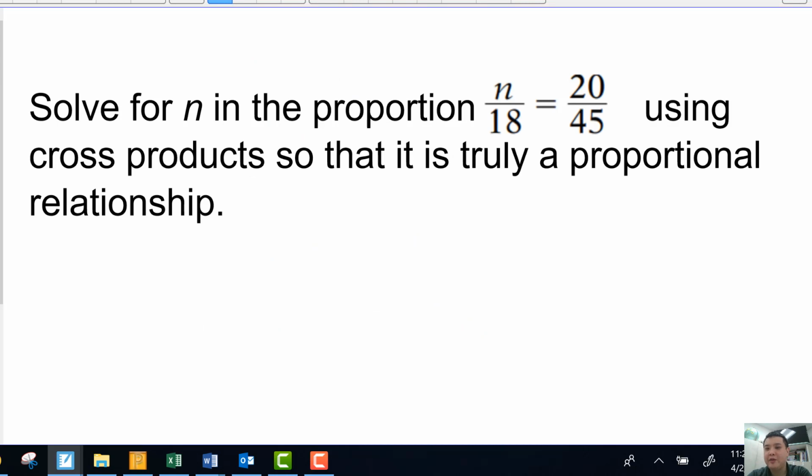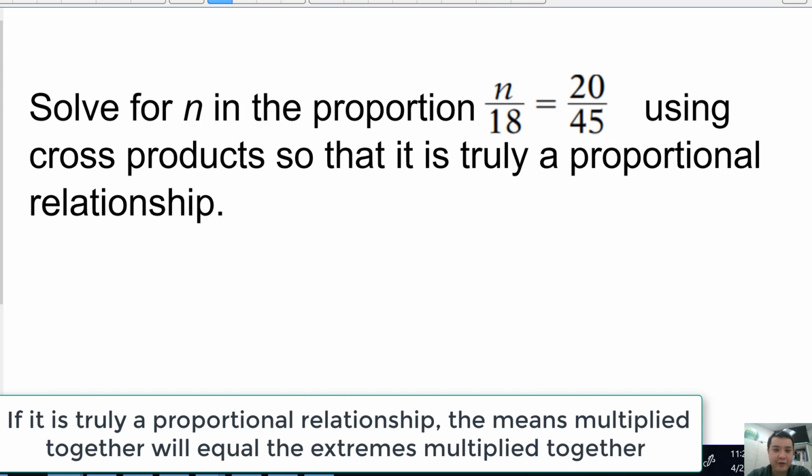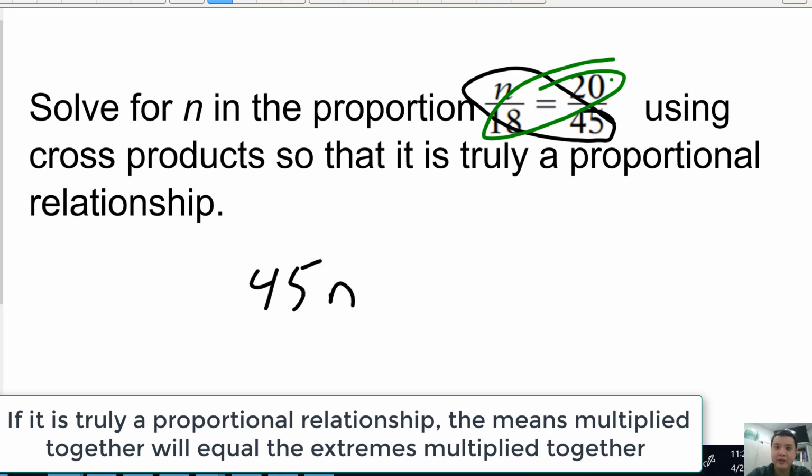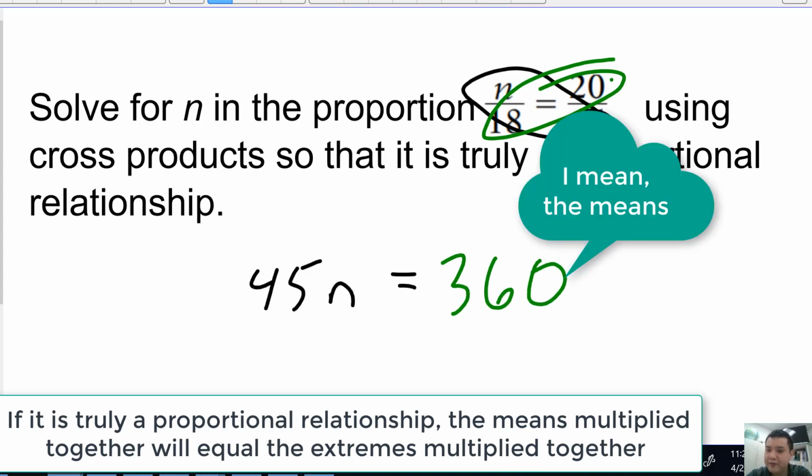Here it says solve for n in the proportion n is to 18 as 20 is to 45 using cross products so that it is truly a proportional relationship. So we need to make n a number so that this ends up being a real proportion. We can do this by finding the cross products. Again, we're going to multiply the extremes by the means. The extremes end up being 45n. The means end up being 360.